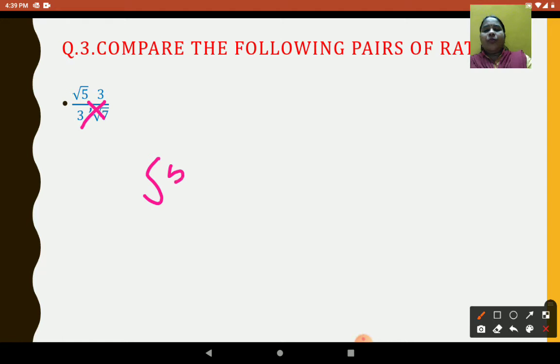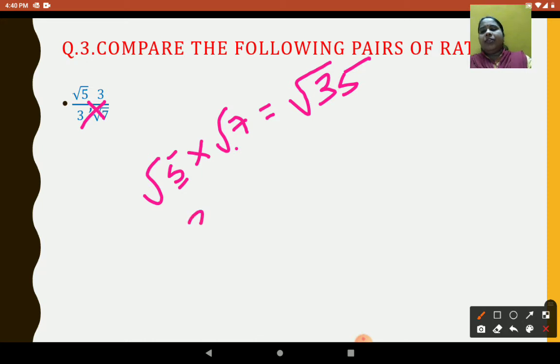So what do I get? Root 5 into root 7. Right, they are like surds, so I can multiply the thing written inside the radical sign. We have finished surds, right? Multiplication and all. So 5 into 7 is 35. This is one part. What is the second part? 3 into 3. That also you need to cross multiply. What do you get? 9. This is a whole number and this is a surd. It cannot be compared like this.